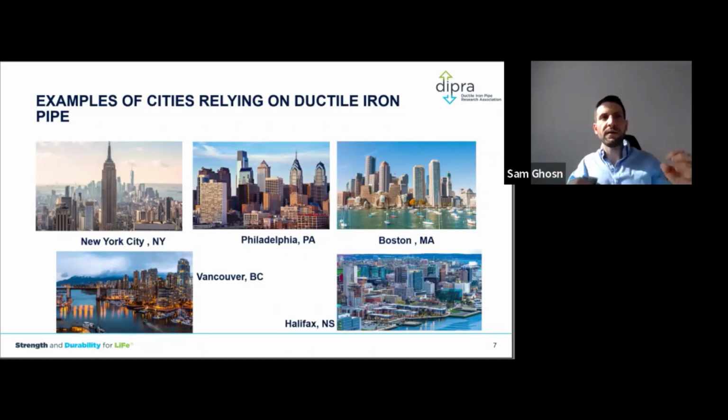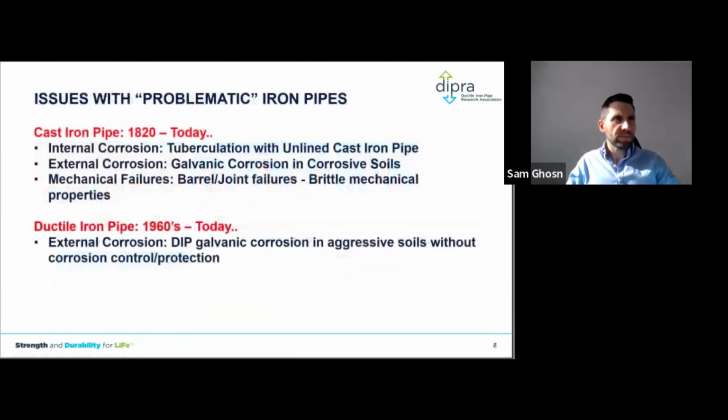They transitioned from cast iron to ductile iron pipe, and they have millions of feet of ductile iron and cast iron pipe delivering water in their cities today. So there's a big reason and good reason why the cities rely and invest in ductile iron today and in the future. So this will continue, hopefully.